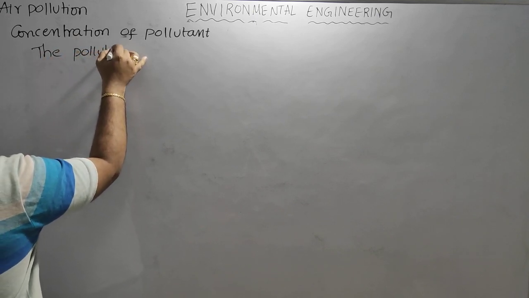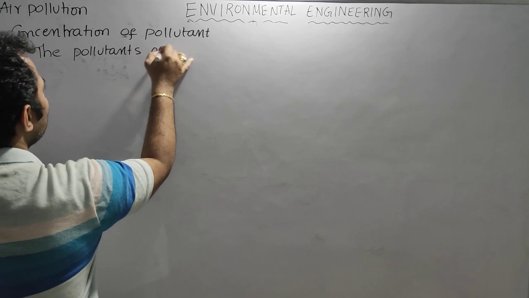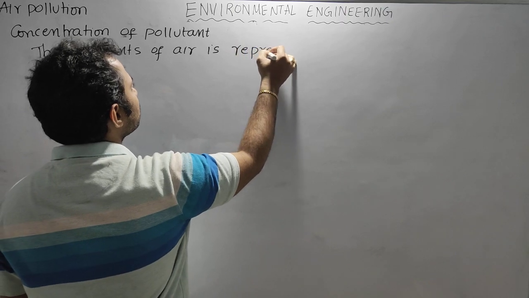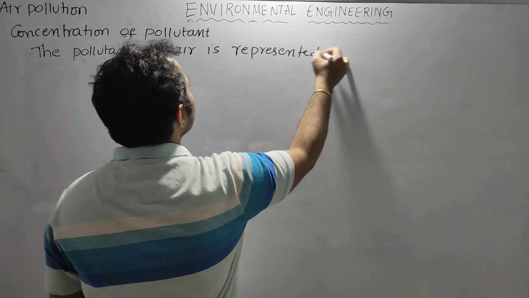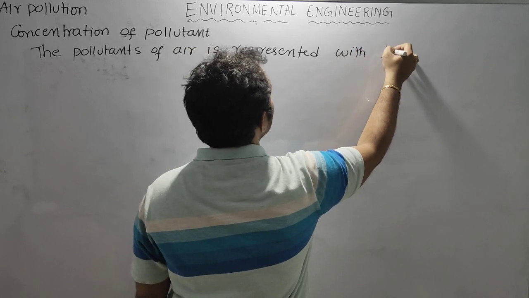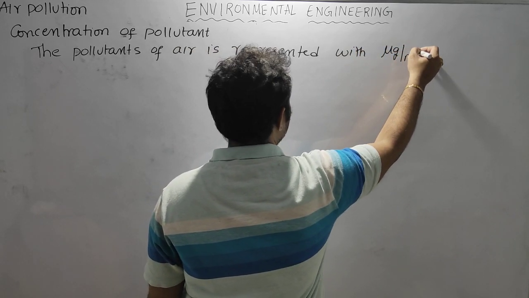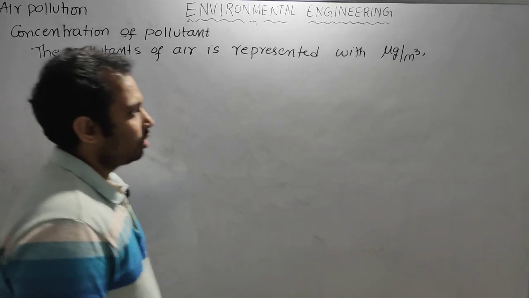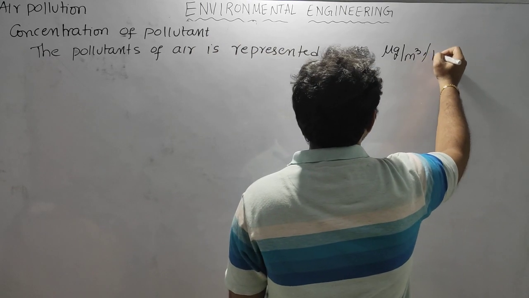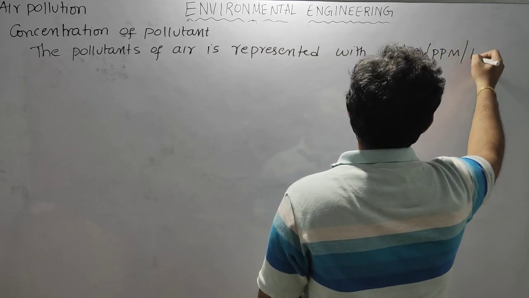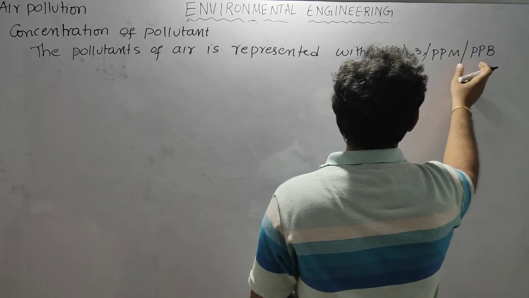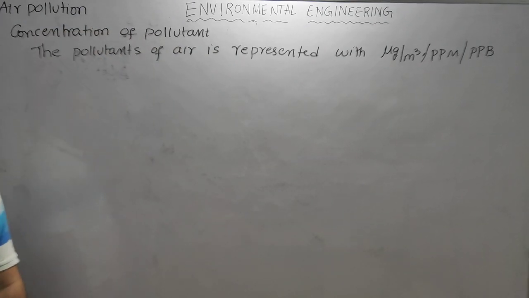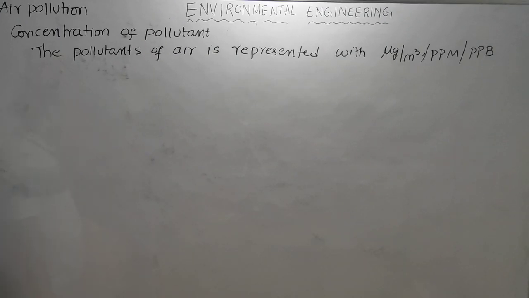The pollutants of air are represented with microgram per meter cube, or ppm, parts per million, and parts per billion. But this parts per million and parts per billion is not the same as in water supply or wastewater. It is different here. Let us see what the difference is.